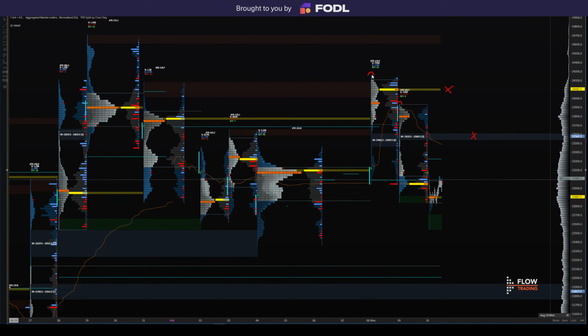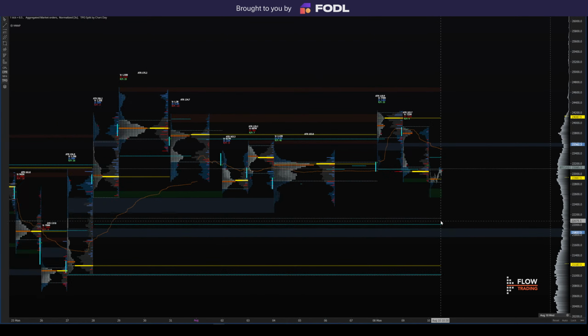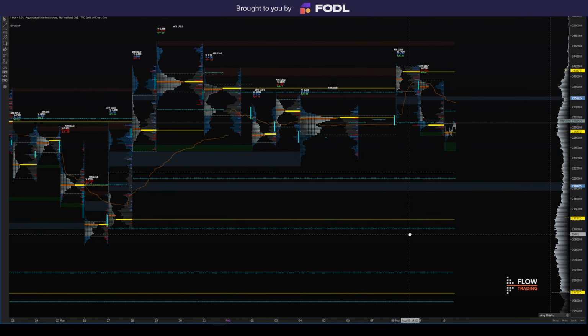We've got poor highs at 24.3, we've got naked point of control at 24, and we've got 23.5 as some single prints. Now, levels to the downside. Yes, we've already cleared out these guys that were trapped. We've got a session VWAP here at $22,000, and we've also got some single prints at around about $21,800.